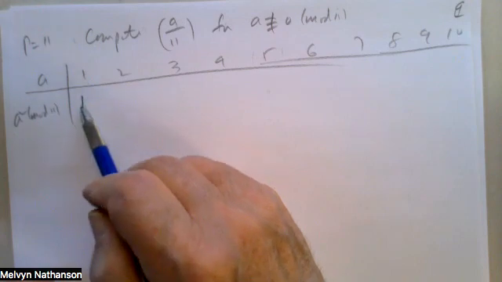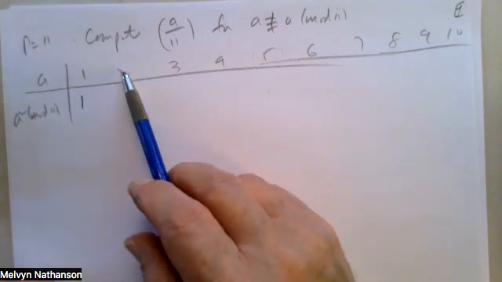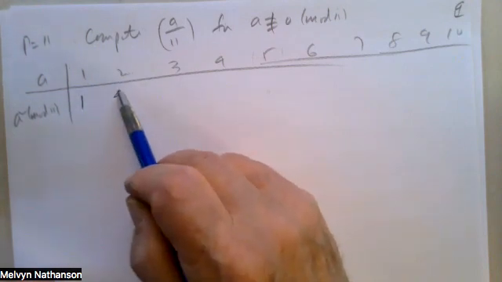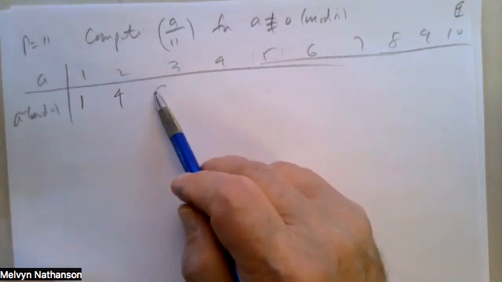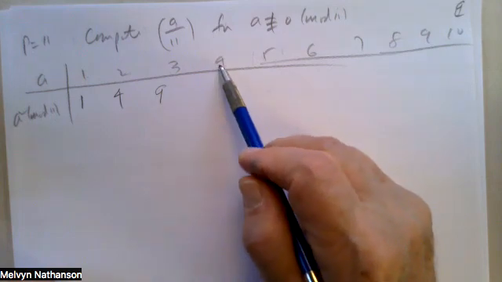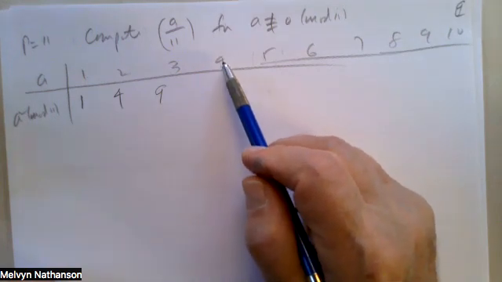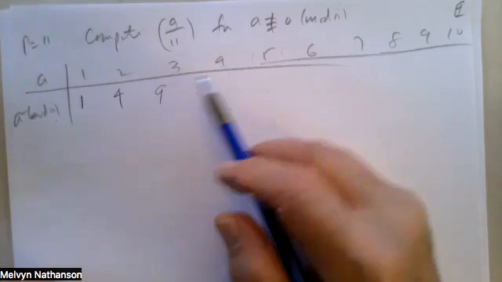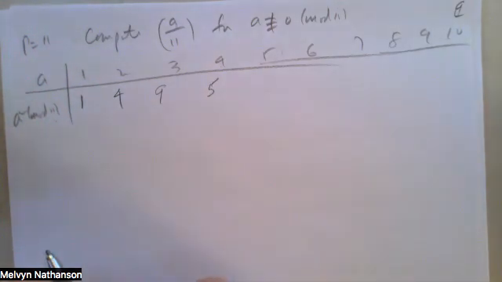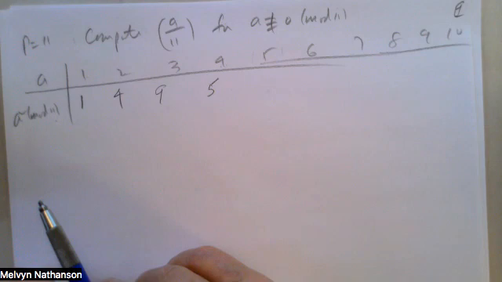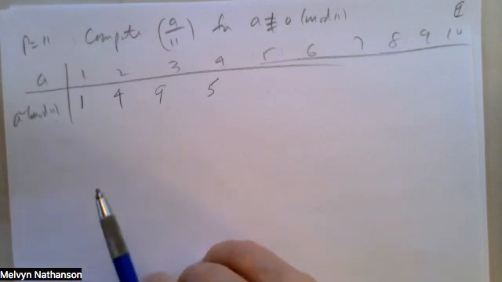1 squared is 1. 2 squared is 4. 3 squared is 9. 4 squared is 16. 16 mod 11 is what? It's 5. Wait, why is 3 squared 9? 3 squared is 9, but 9 is also 2 mod 11, right? No, it's negative 2. Oh, okay.